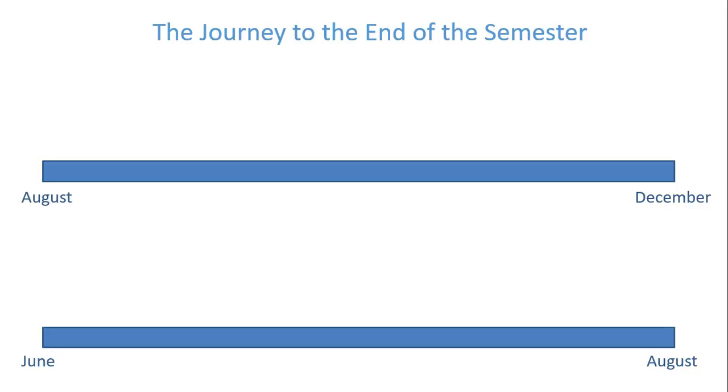Speaking of hitting the ground running, if you think about our journey to get to the end of the semester, summer semesters are actually a little bit problematic. And that's because in a regular semester, let's say from August to December in the fall semester, you have 16 weeks to learn the material. But in the summer semester, which is from June to August, we only have 8 weeks. That means to cover the same distance, we have to move twice as fast.